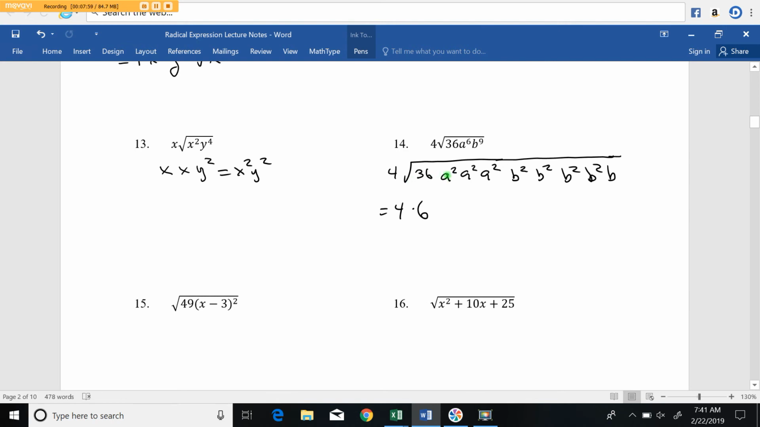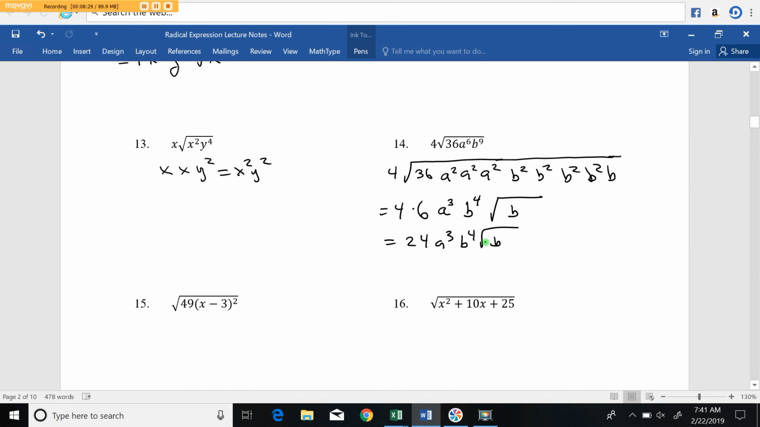Square root of a squared is a, and there's another one, and another one, so this will be a to the 3rd. Square root of b squared is b, and there's another one, so that's 2nd, 3rd, 4th, so that's b to the 4th, and this b right there will have to stay under the radical. We can't square root it. We can clean this up a little bit. Let's call this 6, a to the 3rd, b to the 4th, square root of b. Nothing else we can do with that.